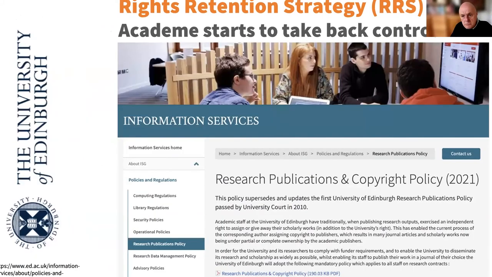A similar step has been taken at Edinburgh University. Members of that university have agreed to a rights retention policy to allow the University of Edinburgh researchers to make their journal articles and conference proceedings available on an open access basis as required by research funders under Plan S.